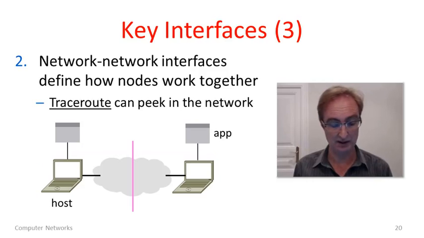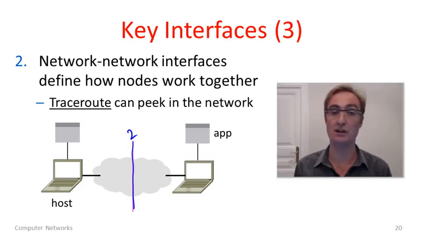Now, when we look at the interface here, the vertical interface, this is interface number 2, between the network to network interface. This is between hosts and routers and other routers. This defines how the nodes of the network work together to get packets across the network and provide other kinds of network service. We can't normally from the edge of the network see what's going on inside the network. There is a program, however, that we can run called traceroute, which will often let us peek inside the network to see what's going on in the network. We'll also look at that in a later segment. Okay, so now you have a model of a network.